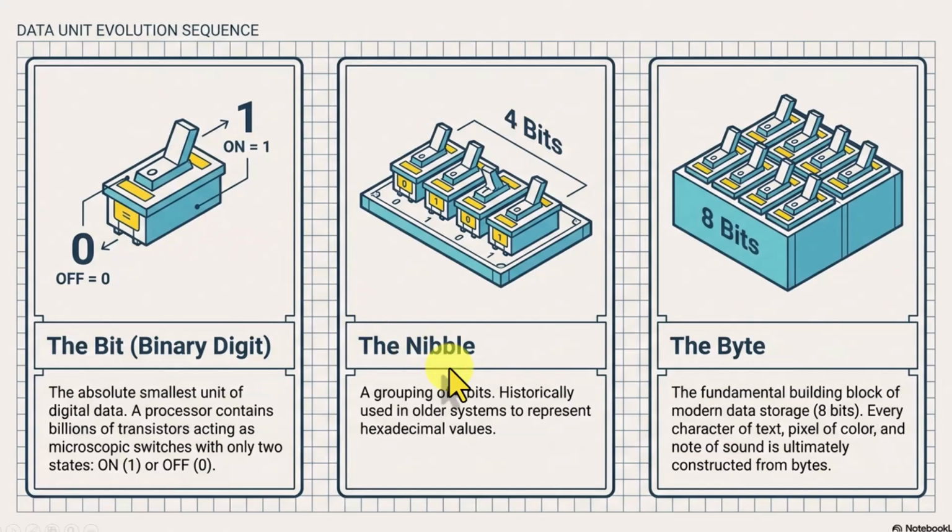Then we have the nibble. The nibble means 4 bits. 4 bits make a nibble, okay? And it was used in the older system versions to represent one hexadecimal value.